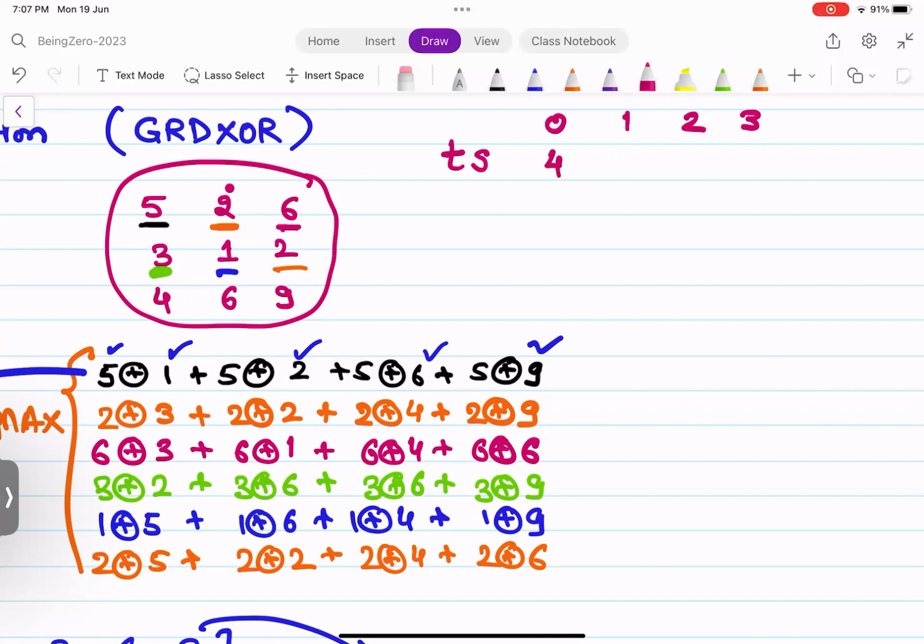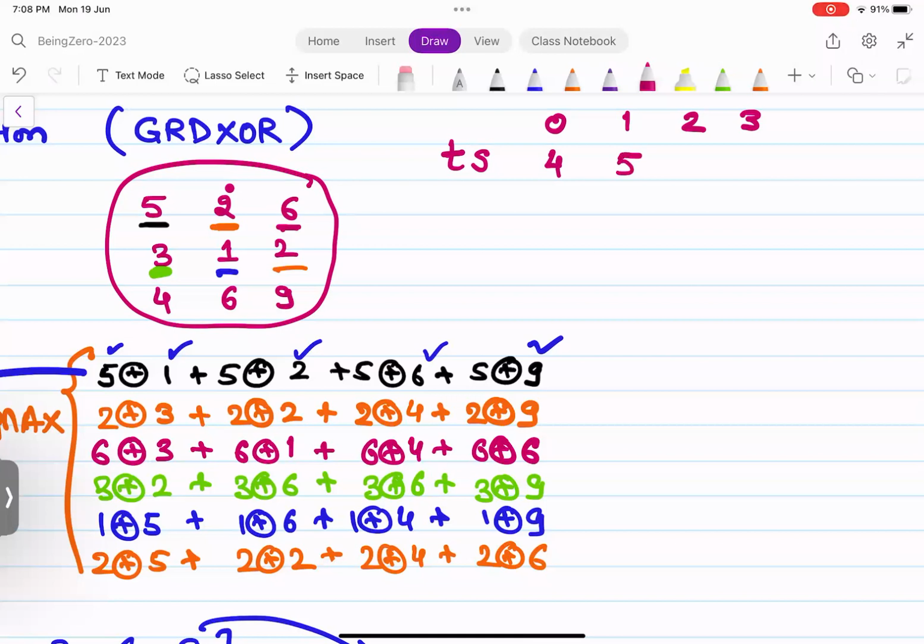Same way, how many numbers have the first bit set in total? 2 has it, 6 has it, 3 has it, and 4 doesn't have it. I have ticked them with green, you see. So total, how many numbers? 5. So we have 5 numbers whose first bit is set, in total in the entire matrix.